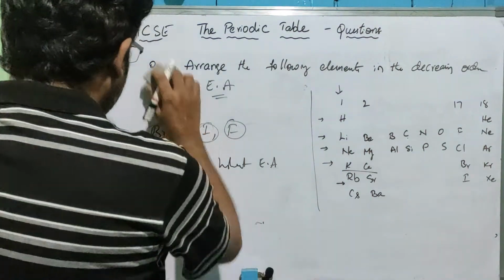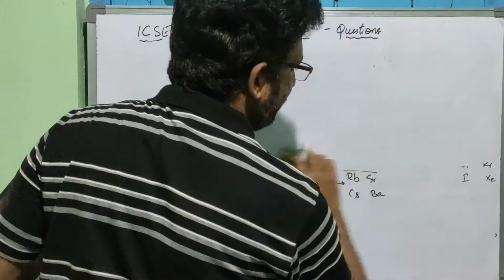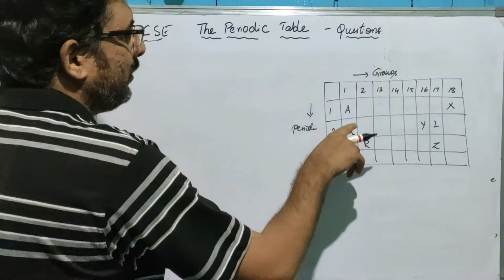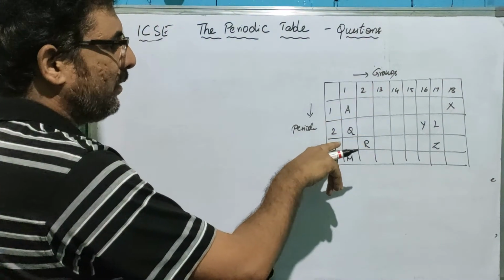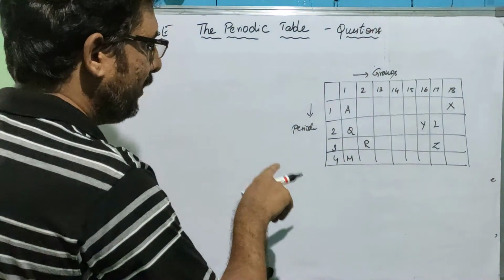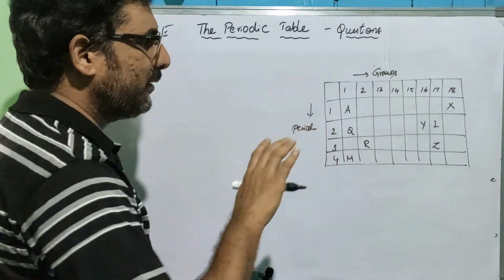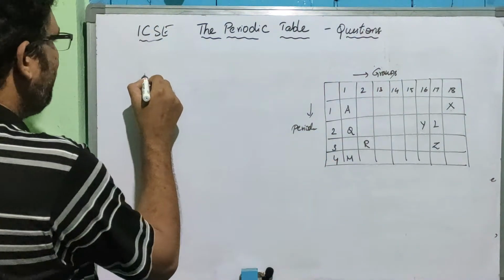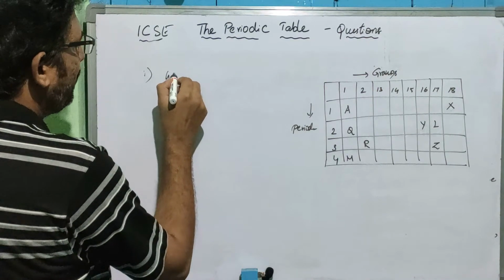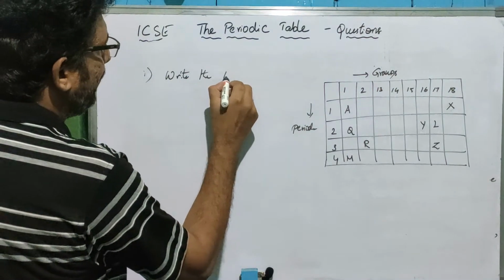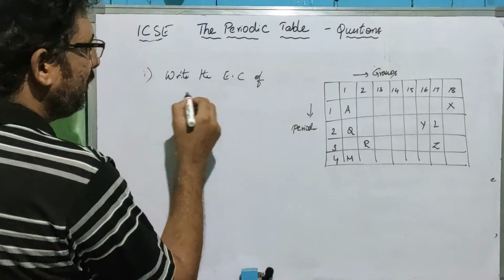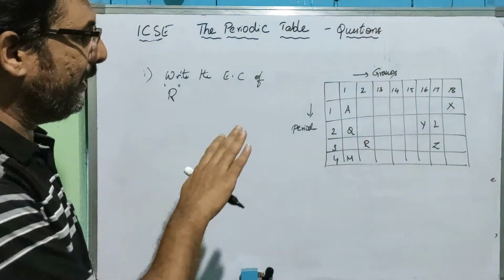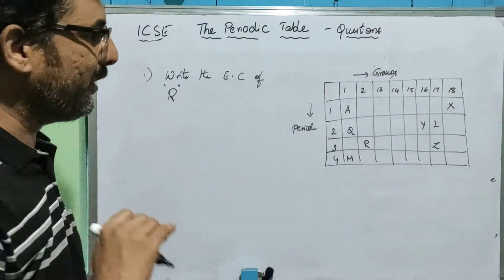Let's see the next type of question. In this type of question, a tabular form will be given like this, and the elements will be represented with some random letters. And the questions will be like this. Write the electronic configuration of the element R. You need not identify that element R, you just need to write its electronic configuration.